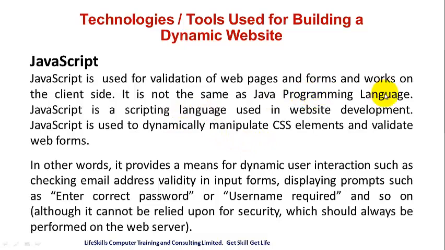JavaScript is not the same as Java programming language. Remember, we have a Java programming language for writing mobile applications, or even for writing a very robust application. JavaScript is a scripting language. It's not a programming language, but we use it in website development. We use JavaScript to dynamically manipulate CSS elements and validate web forms. The major function of JavaScript is validation. For example, you are checking an email address and you have a message that says enter correct password or username required. All these are done using JavaScript.